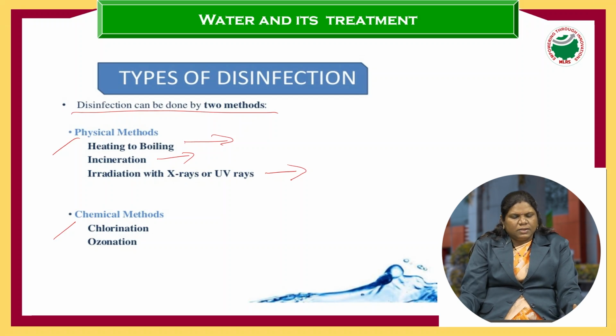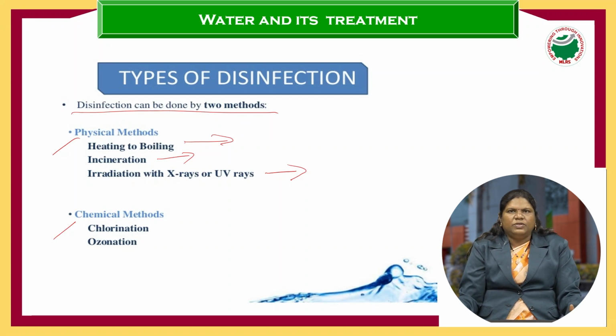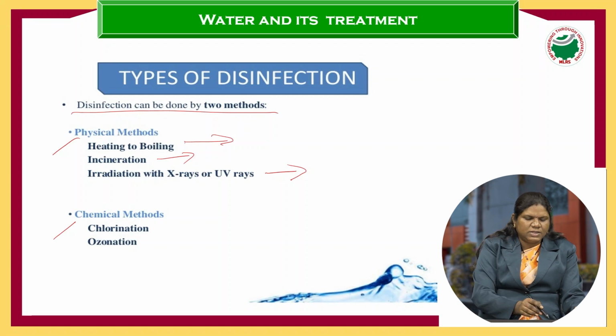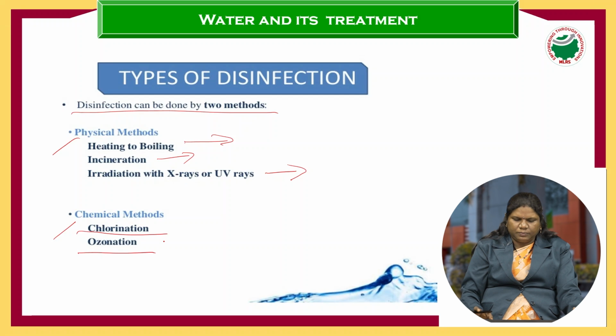Okay, next, irradiation with X-rays and UV rays. The water is treated with X-rays or UV rays, and then the harmful bacteria will be killed by them. Next, we will see the chemical methods like chlorination and ozonation.